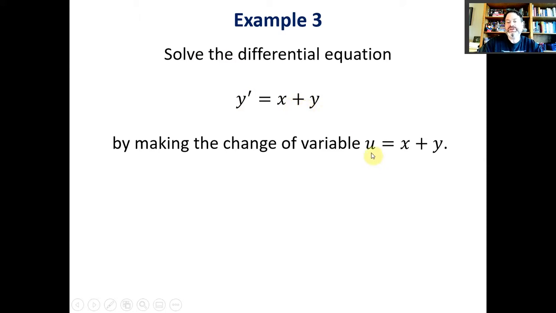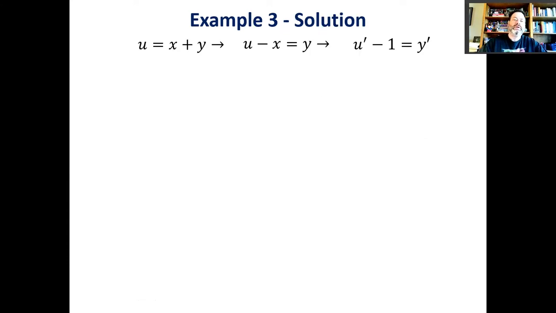But we can make a change of variable, and when we do that, it becomes separable. So it's a little algebra trick we use so that we can do calculus. So this is the way I did it. I went ahead and subtracted x from both sides. I want to get y by itself because in the original equation there's a y prime. So I want to get y by itself and then take a derivative. So subtract x from both sides, take the derivative.